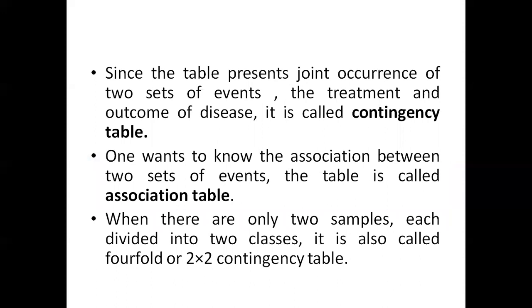In this chi-square test, we make a table, and the table represents the joint occurrence of two sets of events. The table which is made is known as a contingency table. It is usually asked in the question to make a contingency table. One wants to know the association between two sets of events or two variables, and it is called the association table. And when there are only two samples, each divided into two classes, it is also called a 2 by 2 table. Okay, a 2 by 2 or 4-fold contingency table.